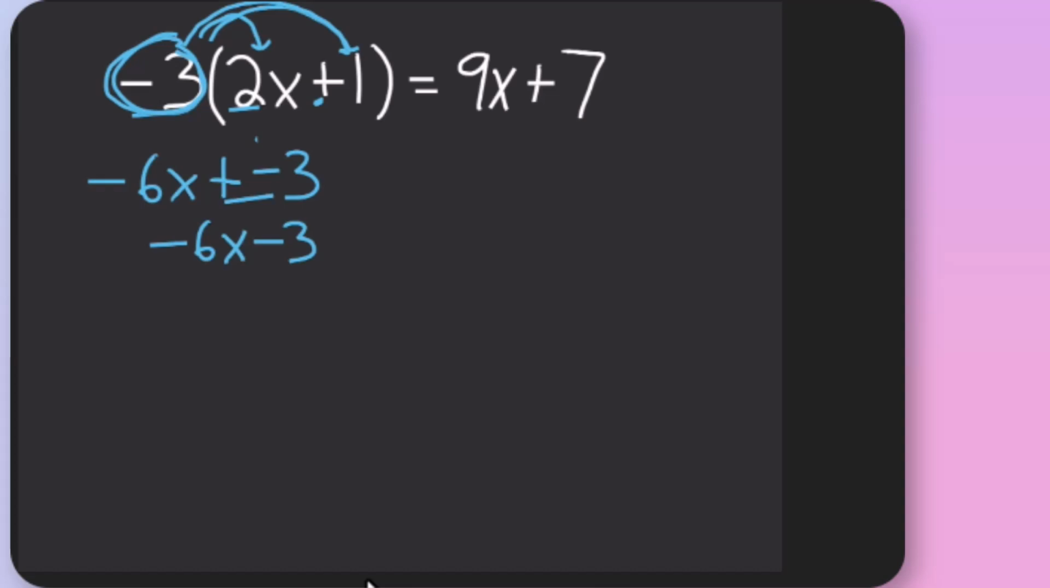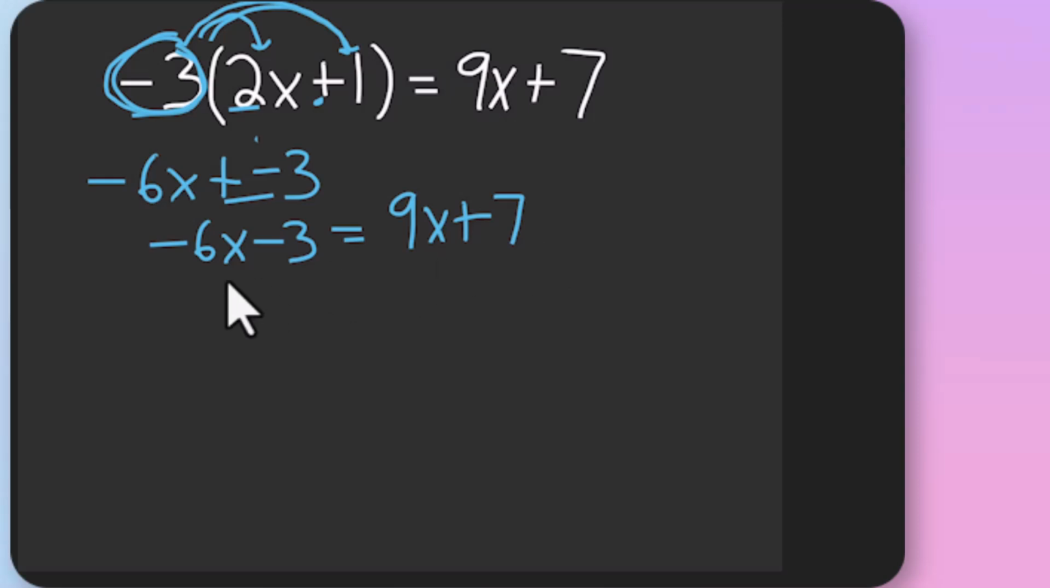So that is going to be on the left side of the equation now, and I have equals, and I'm just going to rewrite this as 9x plus 7. Now what have I got? I've got an x term over here, the -6x, and I've got another x term over here, the 9x, and I've got just a plain number -3 and a plain number +7. So the thing I need to do now is get the like terms together. I want to get the x's together on one side of the equal sign, and I want to get the regular numbers on one side.